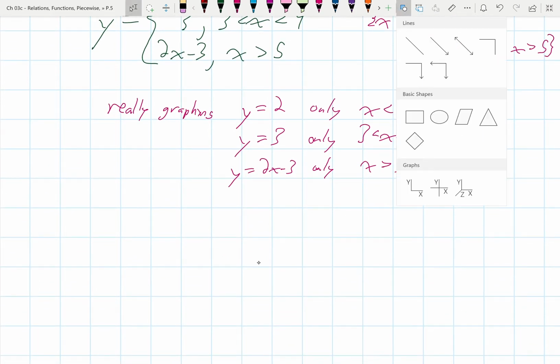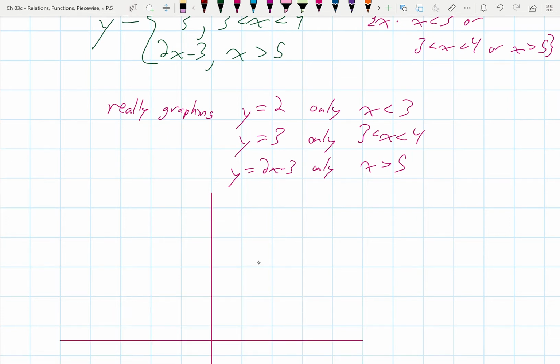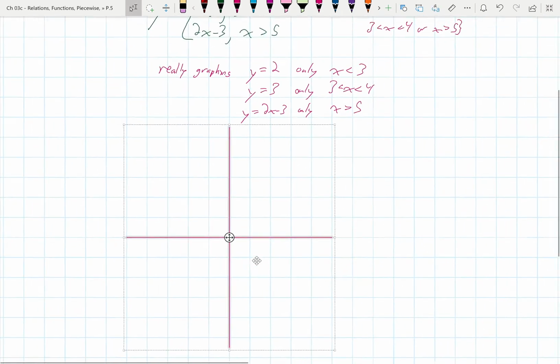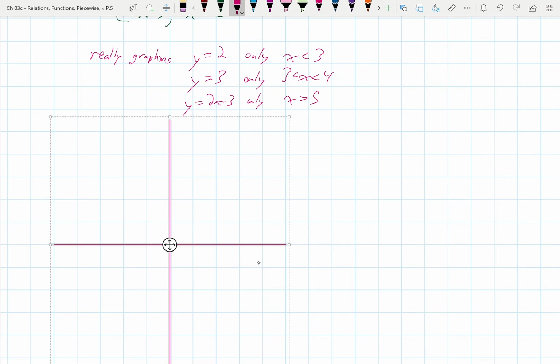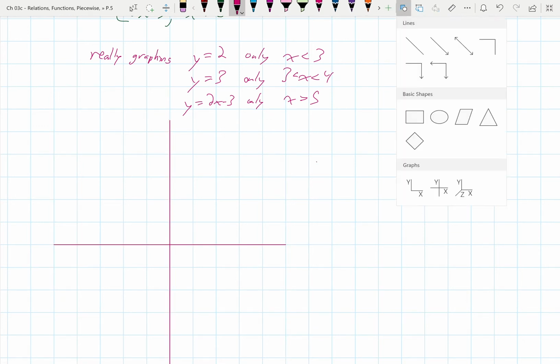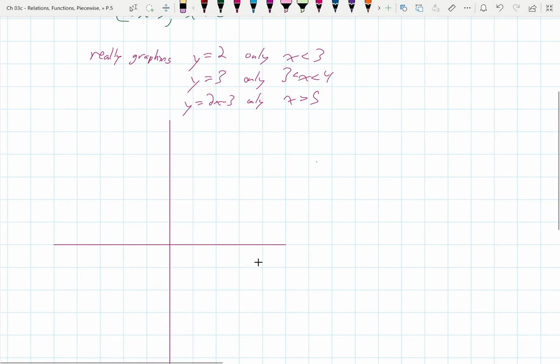Let's get the graph going. So put the grid down, zoom out a little bit, and I'm going to start by graphing y equals 2. So that's just a horizontal line. Let's get going a little bit thicker, and here we go. Graph y equals 2. There it is.